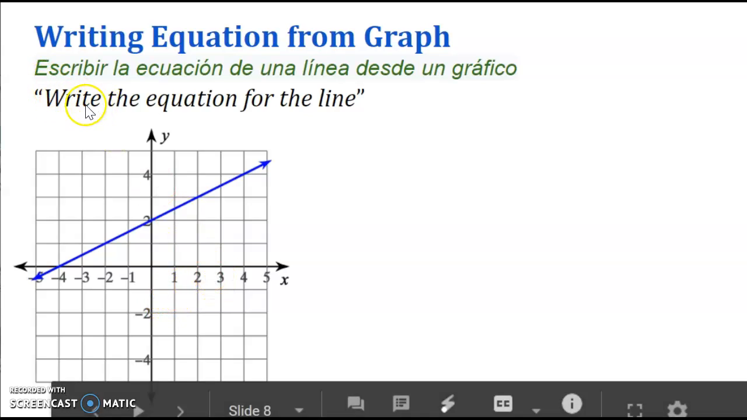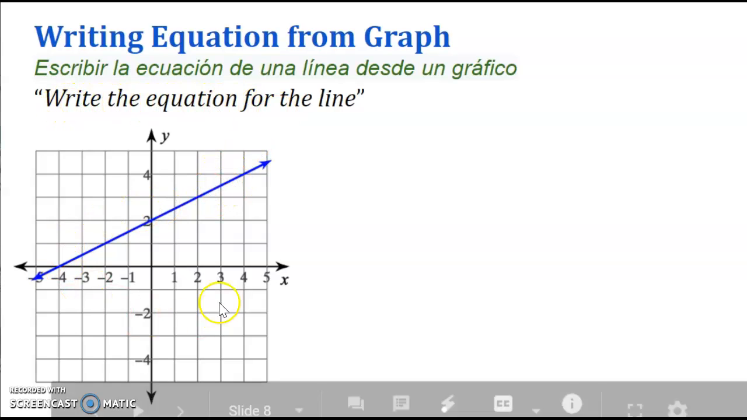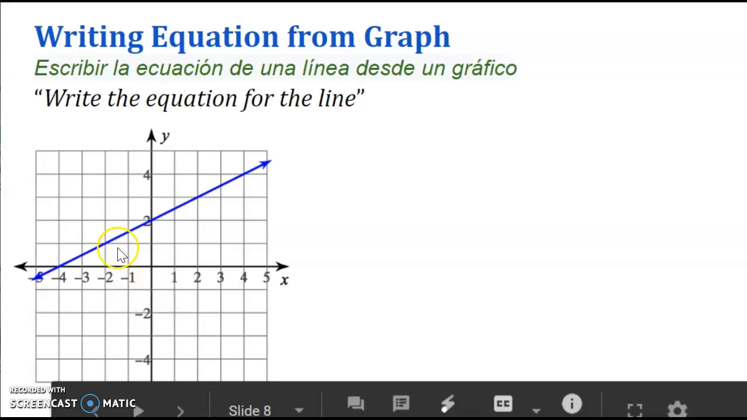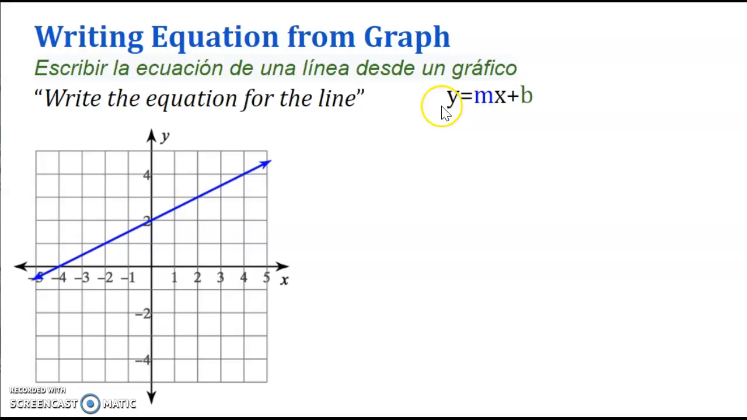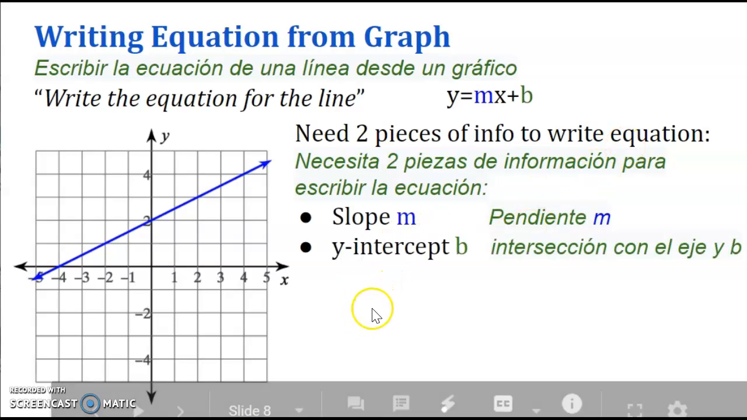So when you're told to write the equation of the line, given this graph, how do you do that? Well, we know the equation of the line is going to be in the form of y is equal to mx plus b, where m is the slope and b is the y-intercept. So to write the equation of the line, you need two pieces of information. We need the slope and we need the y-intercept.